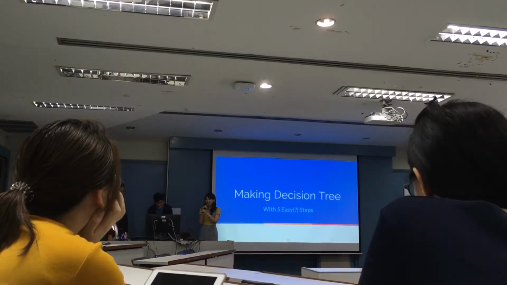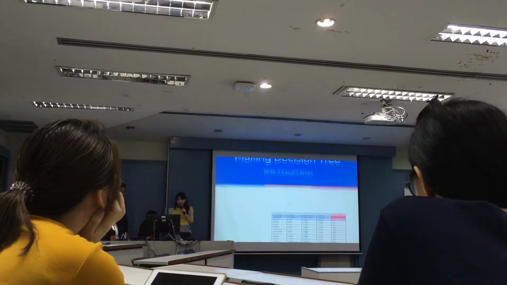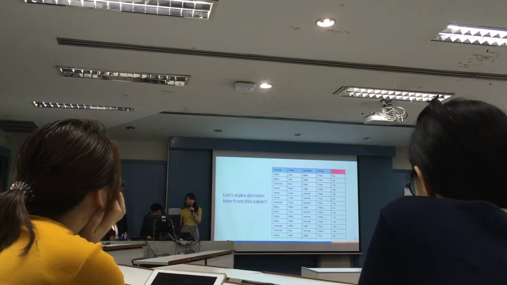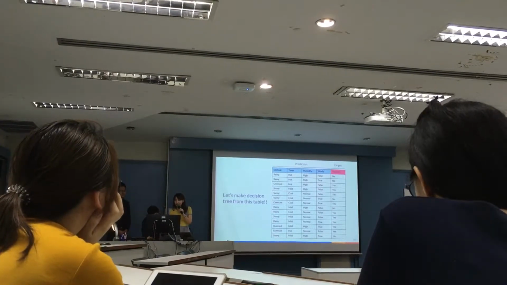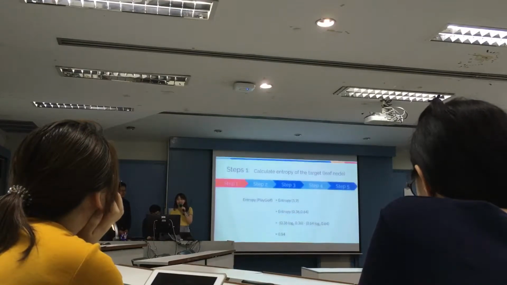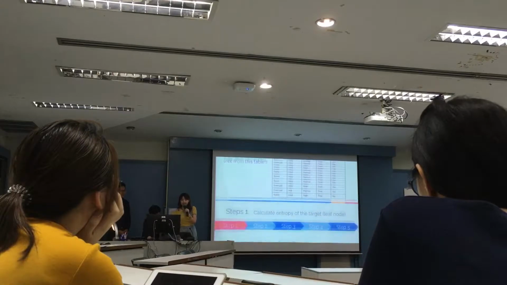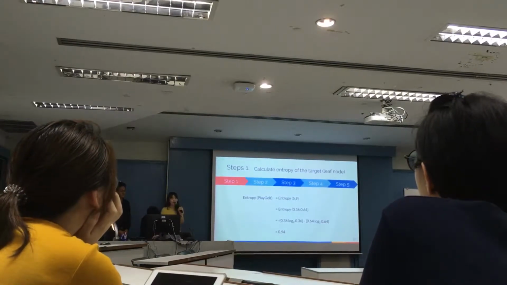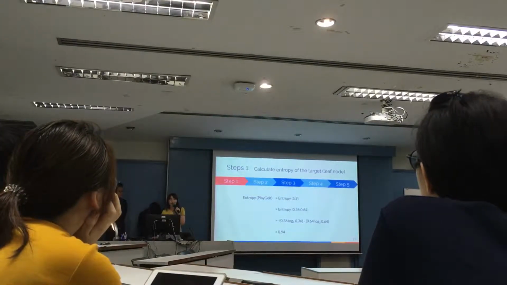To understand more clearly, let's go through 5 steps together. From the previous slide, this is the data that we will use to understand more. It's about the predictors and the target, which is play golf or not. Step 1. In step 1, we have to calculate the entropy of the target. The target is to verify the factors that affect whether people choose to play golf or not.